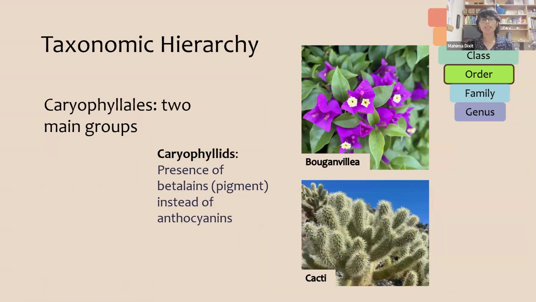Now, even though Caryophyllales as a whole doesn't have a clear uniting characteristic to hold it all together, there are two main groups that kind of have uniting characteristics. And one of the groups are the caryophyllates, and they are represented by having the presence of betalains, which is a type of pigment, instead of anthocyanins. And a way that I like to remember this is that beets are in this group. So betalains, beets, I don't know which came first, but they're related somehow. So that's where that red pigmentation comes from.